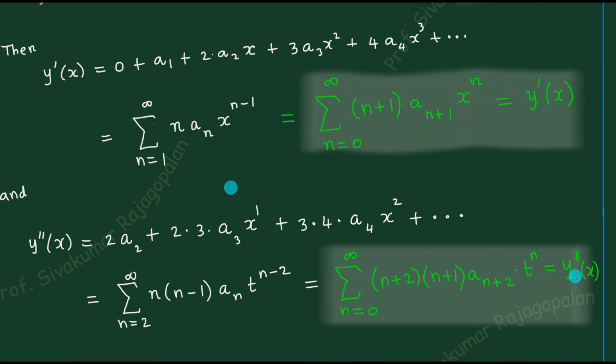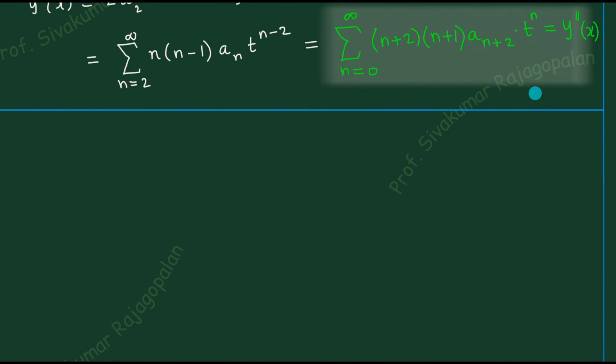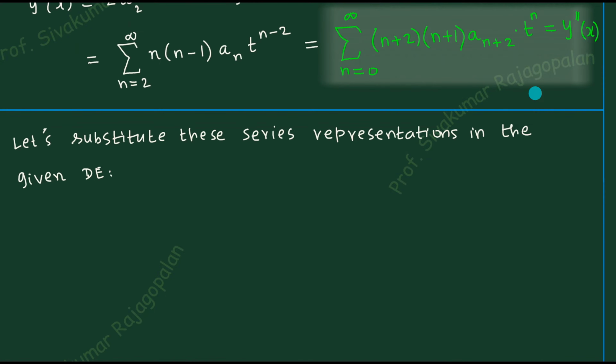So we got the second derivative, we have the first derivative, and of course we have y of x without any differentiation. So now everything is available. We are ready to substitute all these things into the given differential equation. So let me substitute into the given differential equation.